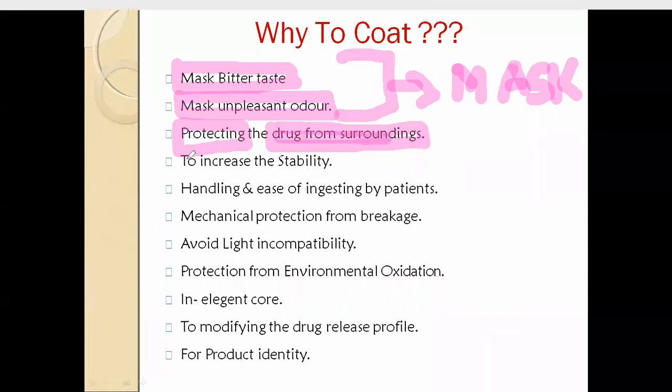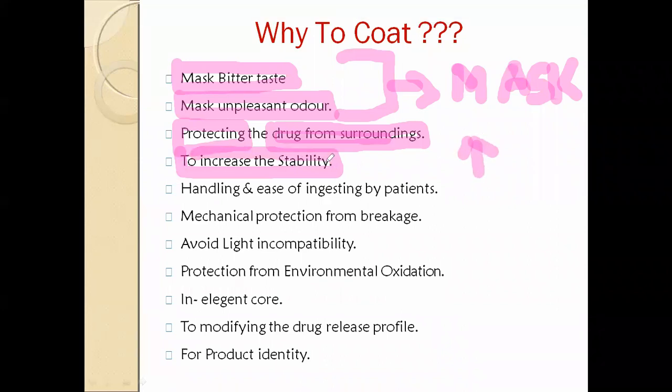Another reason why we go for coating is to increase the stability of the drug product. So here we can increase the stability of the drug product by coating. Other reasons include handling and ease for the patient when they're going to ingest these tablets. Apart from that, mechanical protection is also provided by coating so that there will be no breakage of the core tablets.